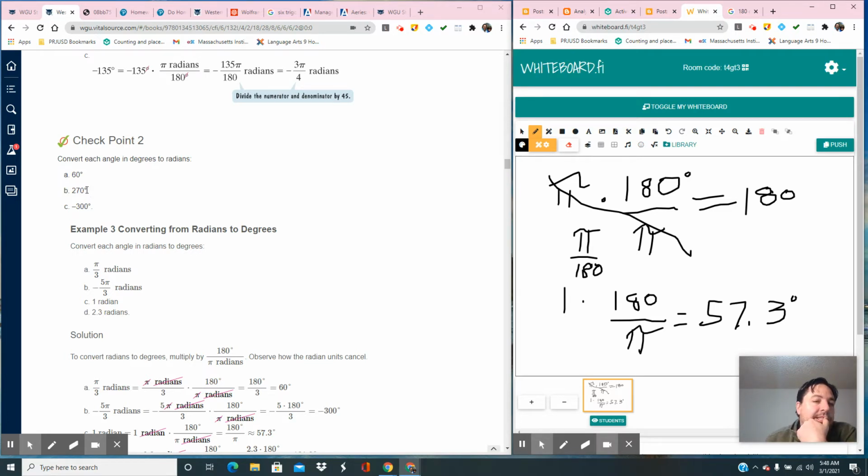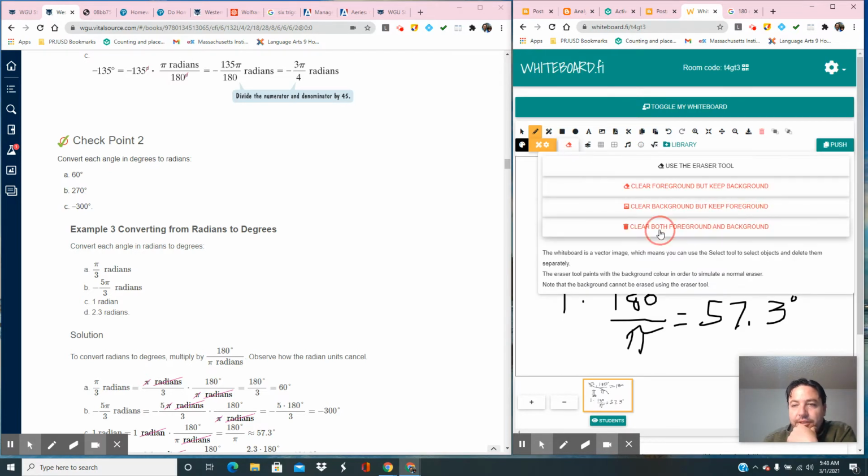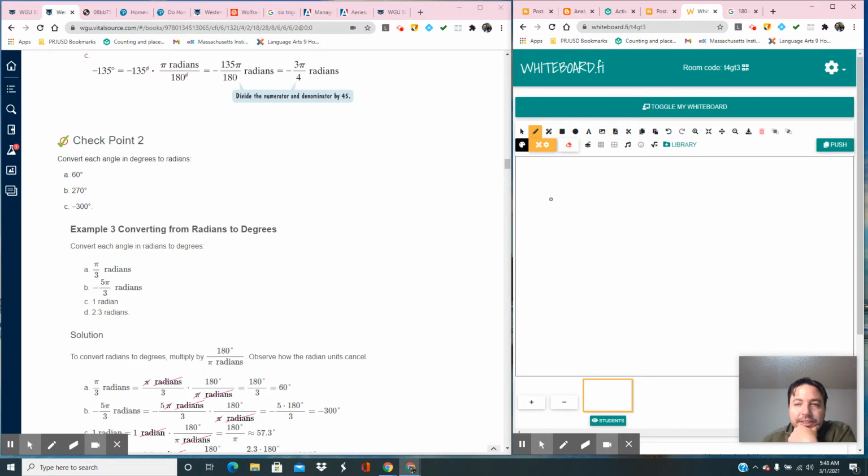All right, so 180 degrees. Here, foreground and background. I like these checkpoints. If I have 270 degrees and I want to convert it to radians, that means I want the degrees to cancel out and I want the pi's to come to life. So pi's are going to be on top, 180 on the bottom. Okay, well, 270 divided by 180 is 1.5.